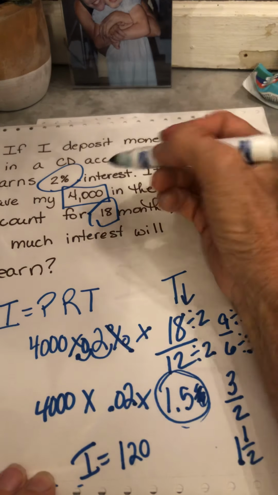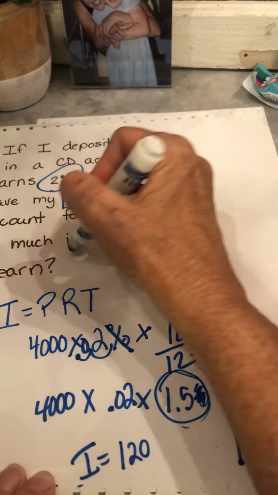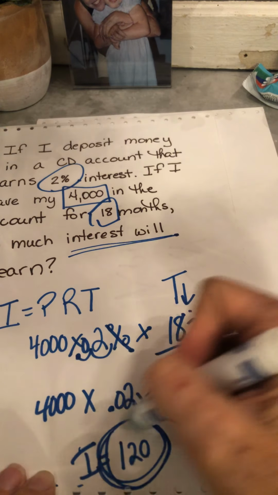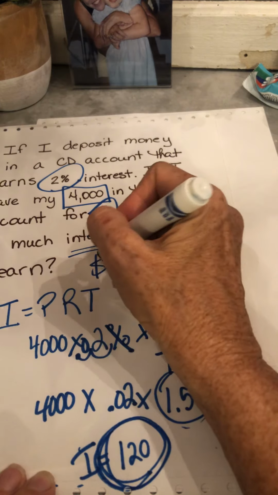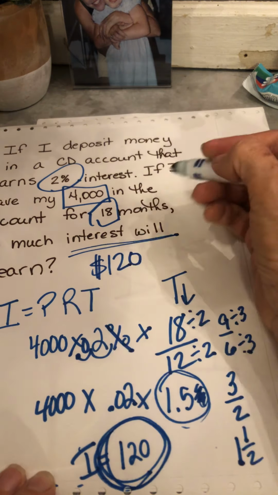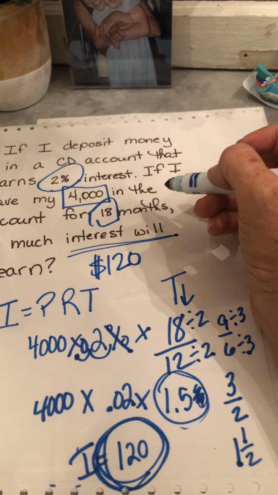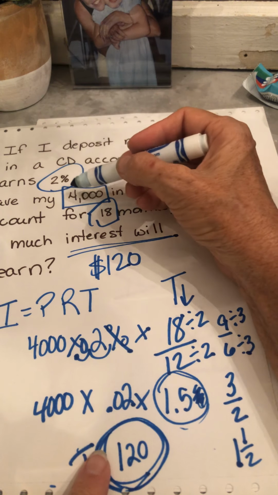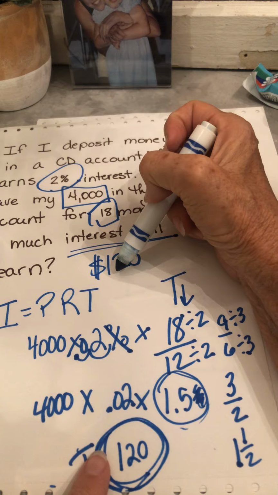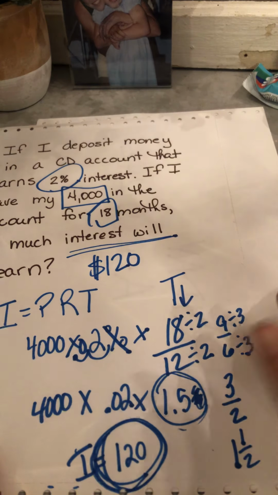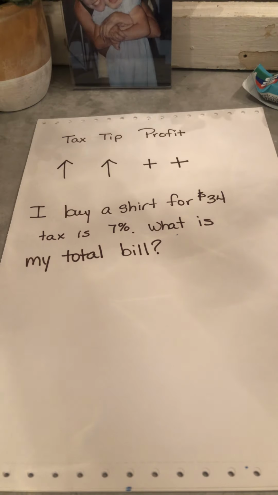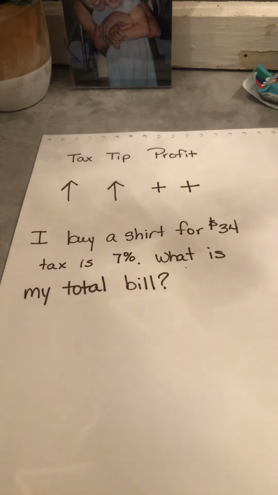Now you got to be careful about the way the question is worded. How much interest will I earn? They're only caring about the interest. So my answer would be 120. If they said how much total will I have at the end of the 18 months, that would be different. I would add the 4,000 to the 120 and have 4,120. So always be careful how they word the question. All right, let's move on.